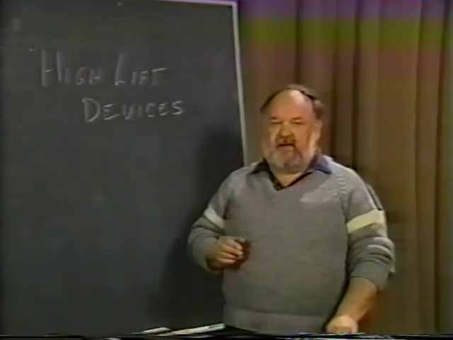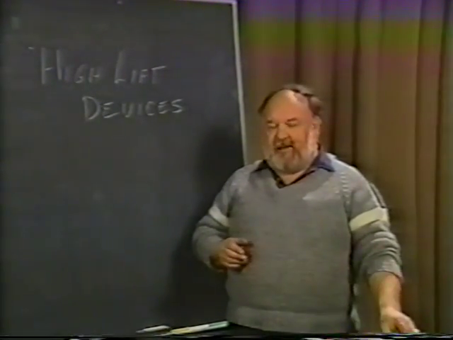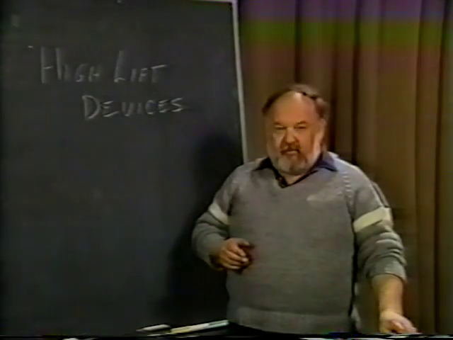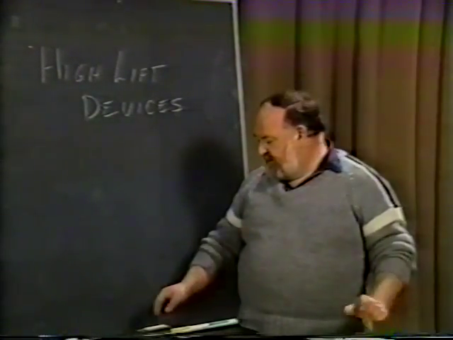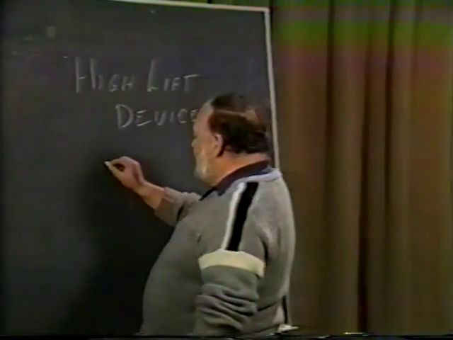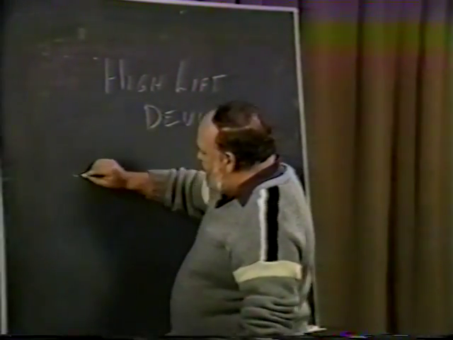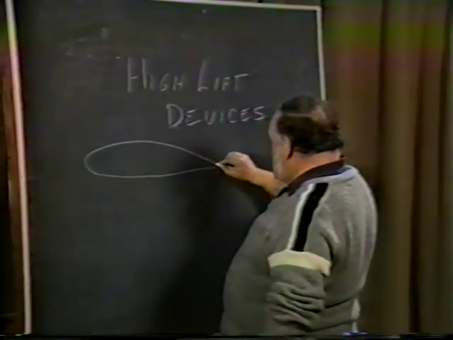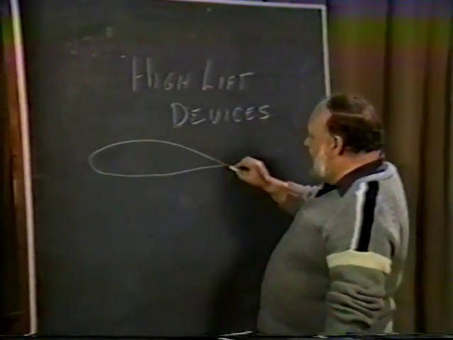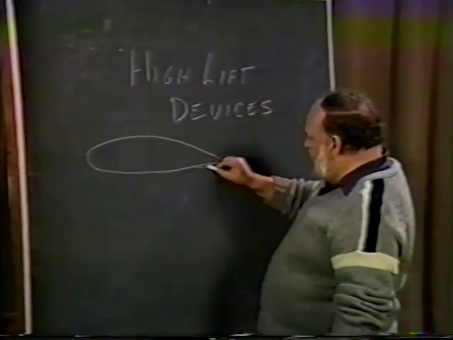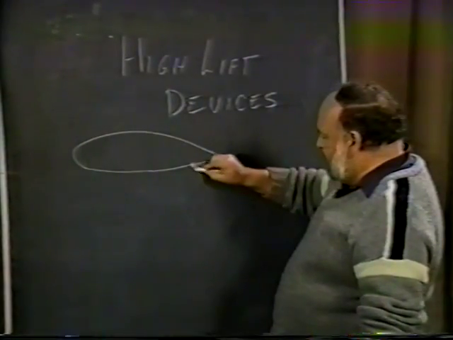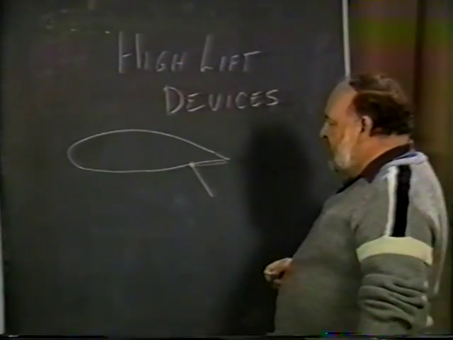Trailing edge high lift devices are commonly called flaps. We have a series of different types of flaps. One is a split flap. Split flap basically is nothing more than a standard airfoil section with a portion of the lower section capable of hinging at some particular point and being deflected downward.